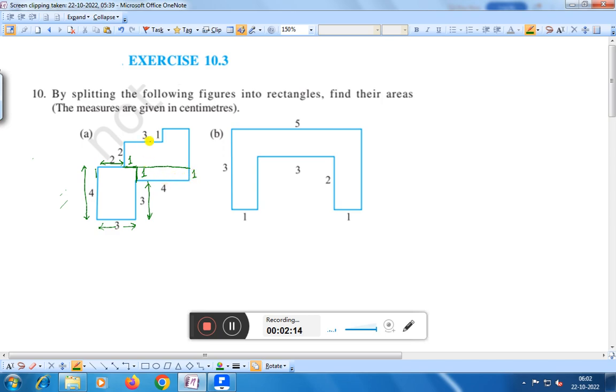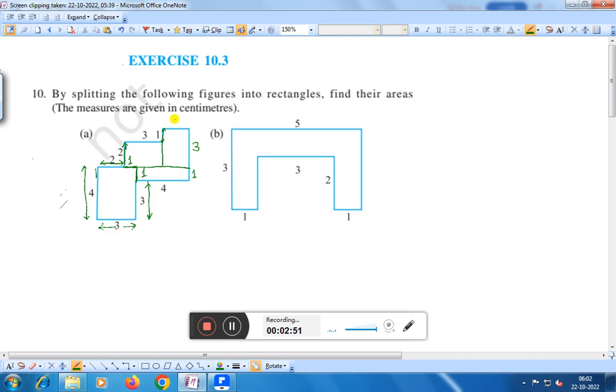Right? Again we are making another rectangle like this. We know that the length is 3 and it is 2. Right? Now you have to find the length of this one. How will we find this length? Here the length of this one is 2, and this one is 1. From here to here it is 1, and from here to here it is 2. Therefore the total is 2 plus 1, 3. That means this one is 3.